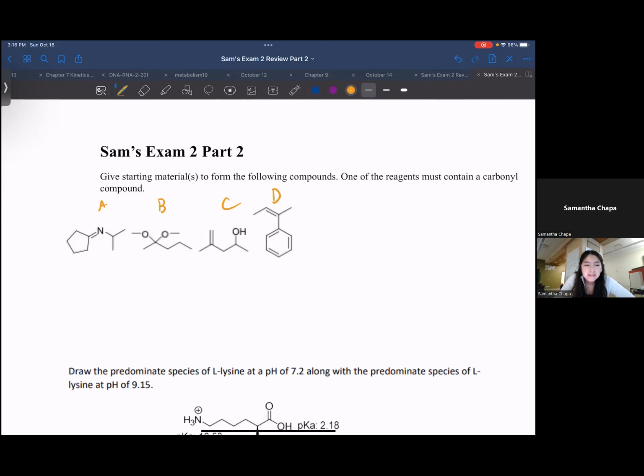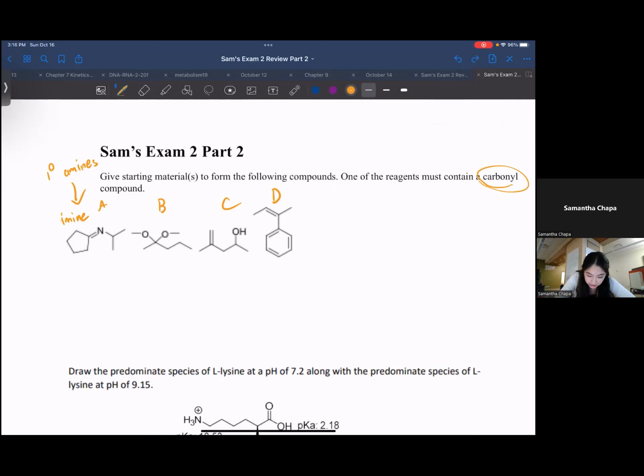So for A, again, identify what your product is. In my product, I have an imine. Okay, I forgot to note that we have to start with a carbonyl as a reagent and then add on whatever we want in order to make this product, right? So I have an imine. We know that we make imines with primary amines. So in order to make this product right here, we're probably going to be using the primary amine.